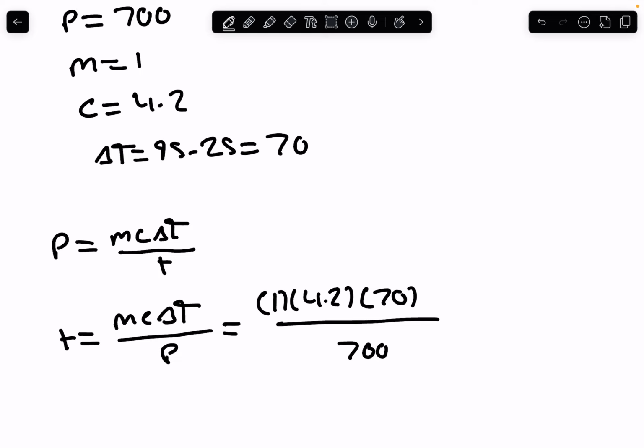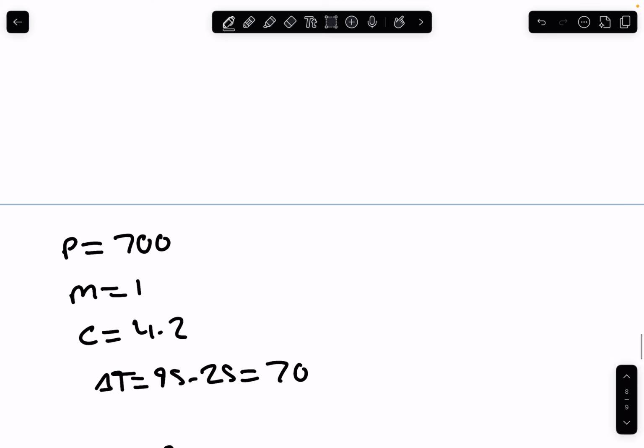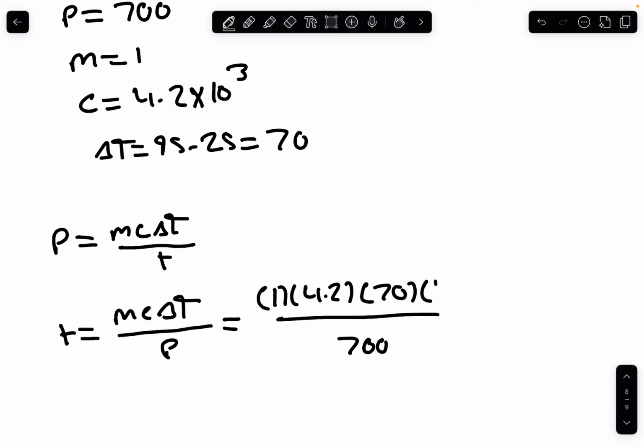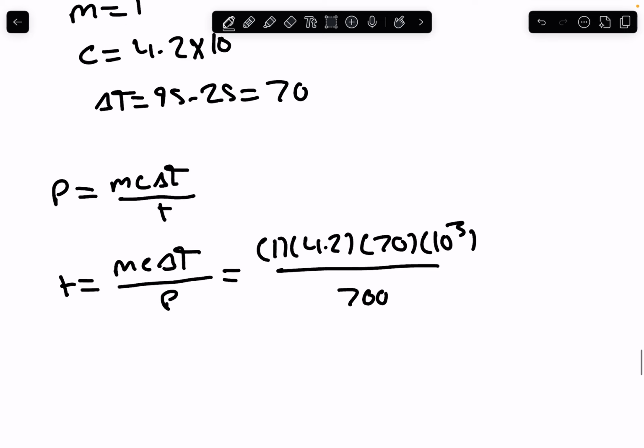Oh, here's something we found that is wrong. Actually, C is not equal to 4.2. It is equal to 4.2 times 10 to the 3 for water, which is written in kilojoules, and I did not see it, so we can just add 10 to the 3 here. The answer would be 420 seconds.